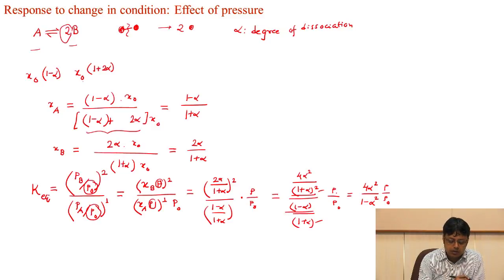Now we can solve it for alpha, to look at the degree of dissociation and how it is connected to the total pressure. Now if we insert an inert gas, or in this case we can also use another way of increasing the pressure.